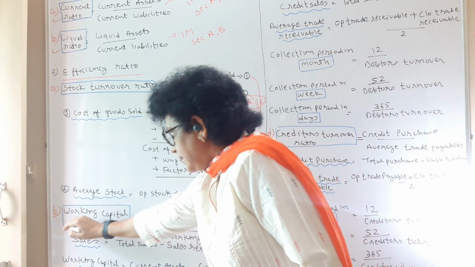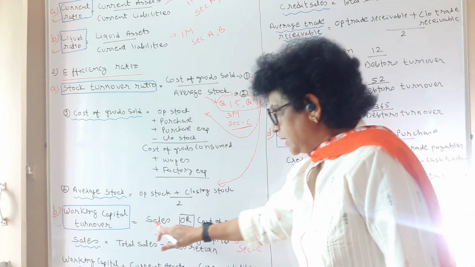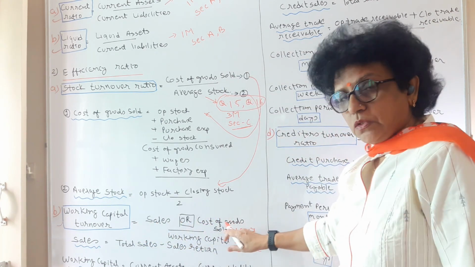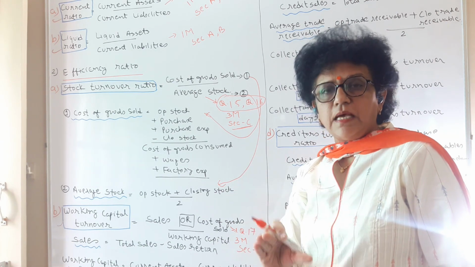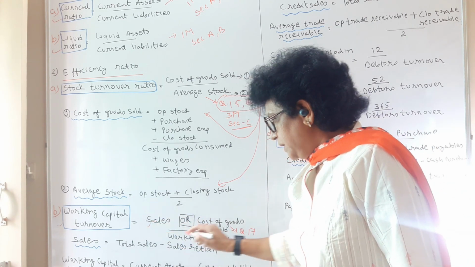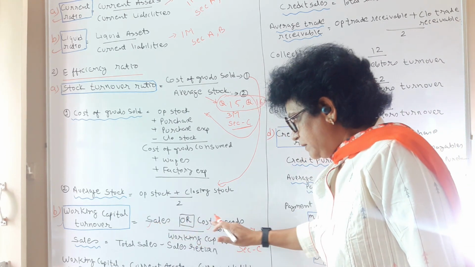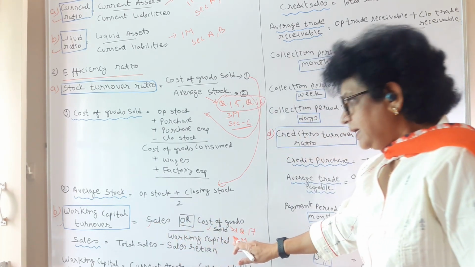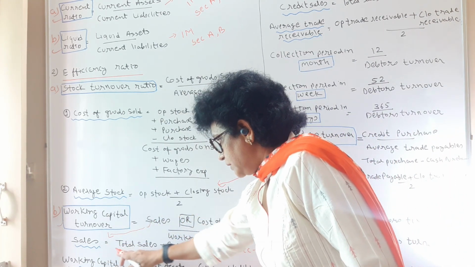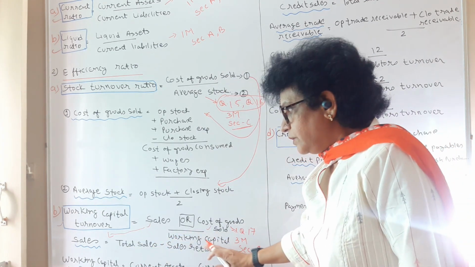Next is the working capital turnover. How much working capital rotation took place in our organization. The formula is sales, or you may have cost of goods sold, depending on your exam question information. You have to decide whether you have the sales information or the cost of goods sold information. Based on that, any one can be taken, divided by the working capital. So what is the sales? To know the sales, you have total sales minus sales return. Clear? In this manner you get your sales.